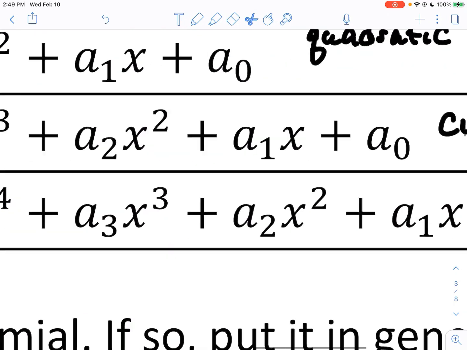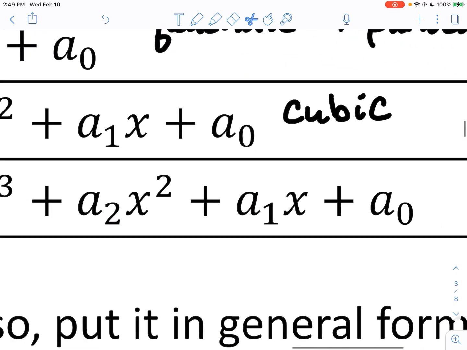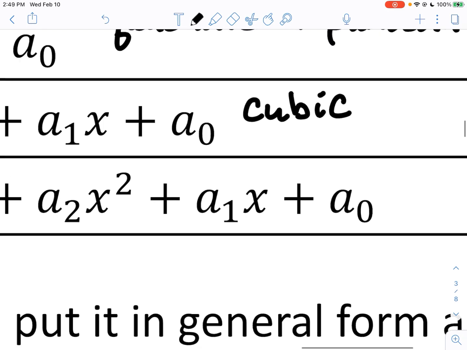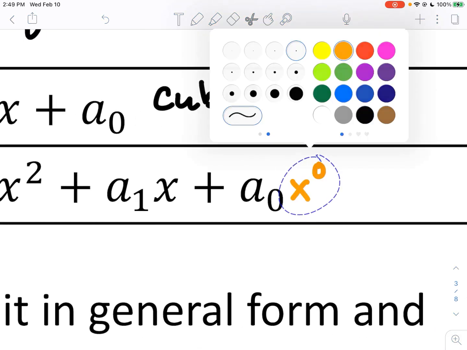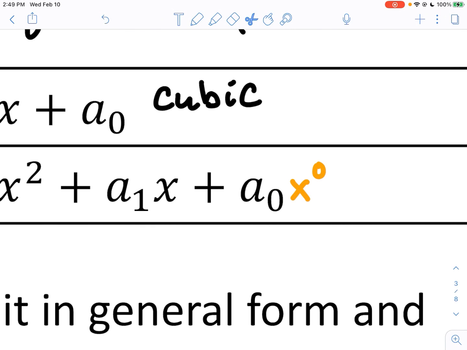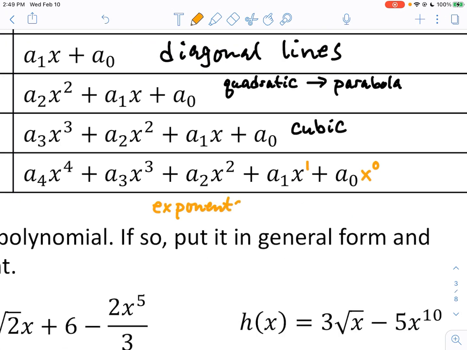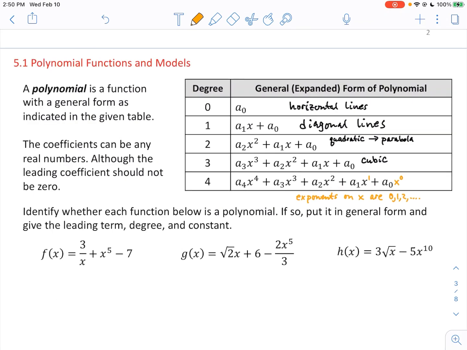But notice the exponents. All the x's have exponents that are counting numbers, or whole numbers. You could make an argument that over here we have an x to the 0 present, because x to the 0 is the same thing as 1, and 1 times a naught is just a naught. This one has an x to the 1. So the exponents on x are whole numbers. So you're not going to see x to the 1/2, or x to the negative 7. That's going to be a key to helping us know when what we're looking at should be called a polynomial or not.